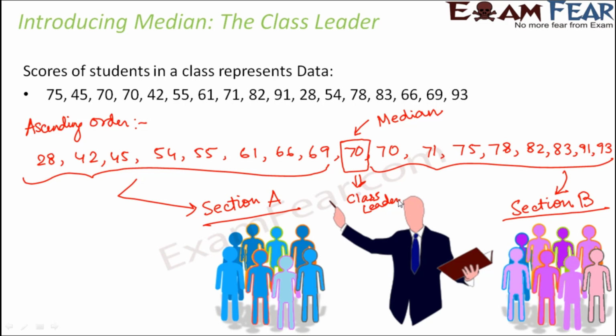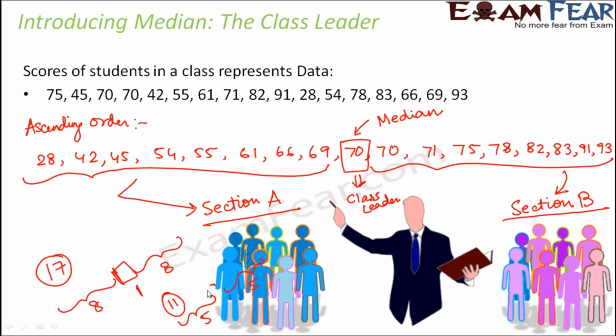Now, have you observed something? In both these examples that we discussed, the dance show as well as the class leader, in both of these, the total number of data was odd. Here the total number of data was 17. So it was very easy to divide it into two equal halves like this: 8 on this side, 8 on this side, and the center one was the median. Again, in the previous example, the total number of data was 11. So again, that was easily divided: 5, 5 on both sides, and in between you have the median.